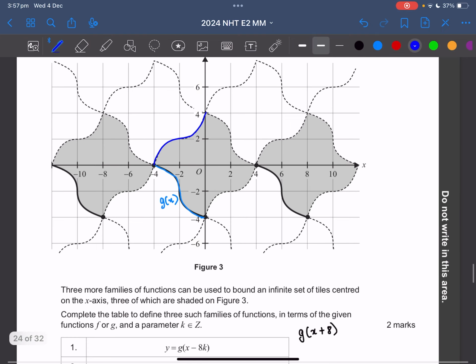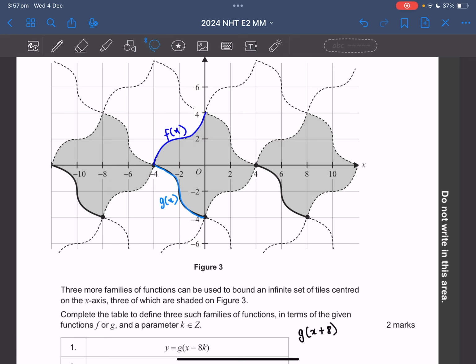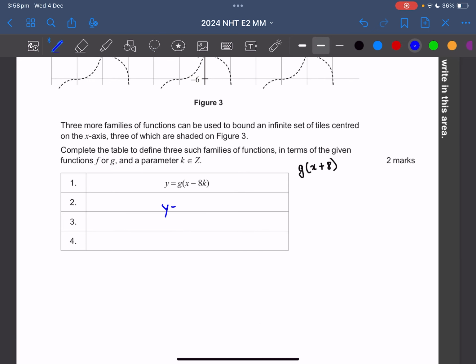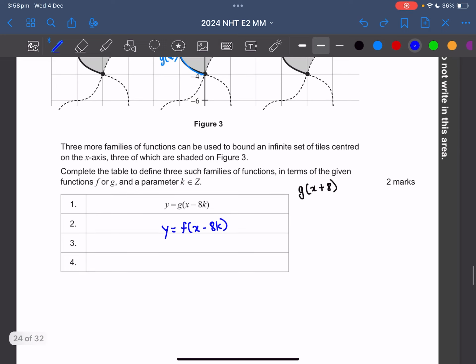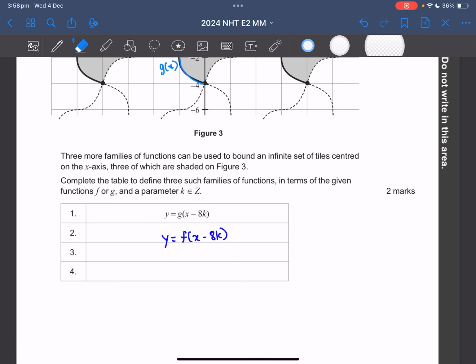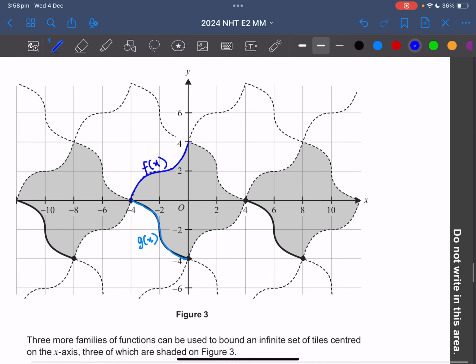Okay, so this over here is f of x. Now f of x and g of x are quite similar in a way that it's the same thing. If I move f of x 8 units to the left, we'll land here. If I move f of x 8 units to the right, we'll land here. So it doesn't quite matter. So we can say that y equals f of x minus 8k, or you can even write x plus 8k. Plus or minus doesn't matter at all. I'm just going to go with minus, but even if you write plus, it shouldn't matter. Okay, so that's for f of x.